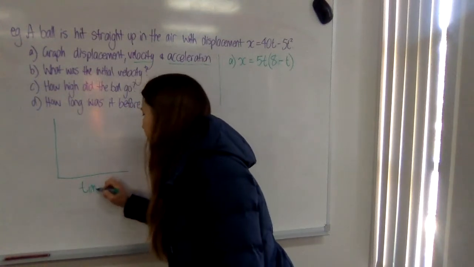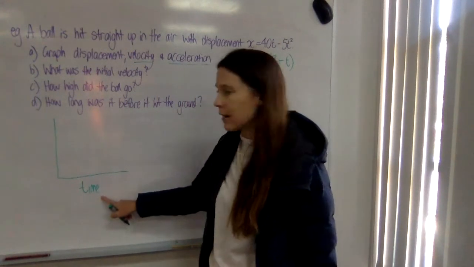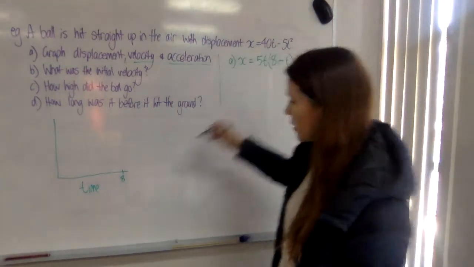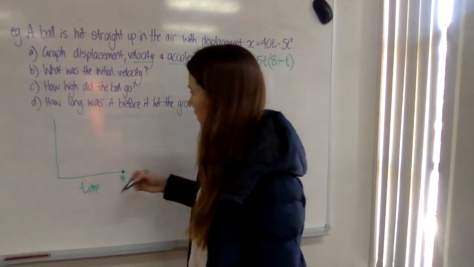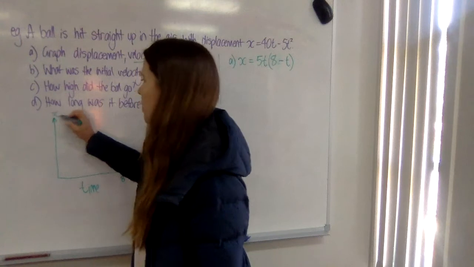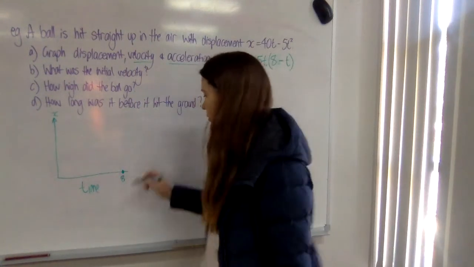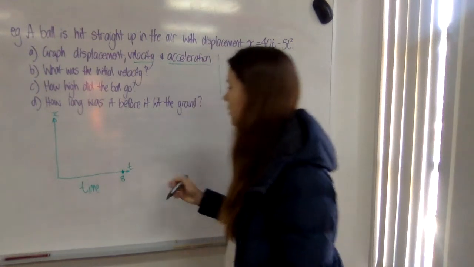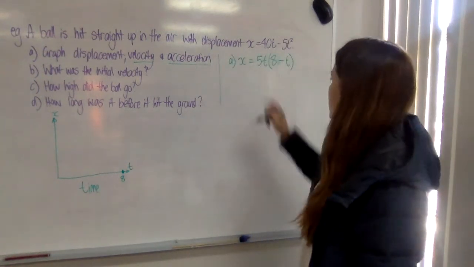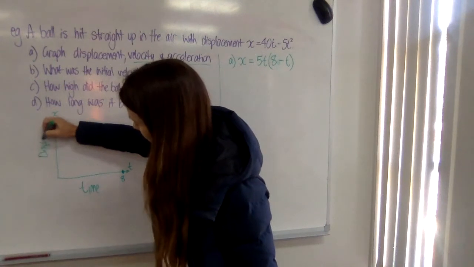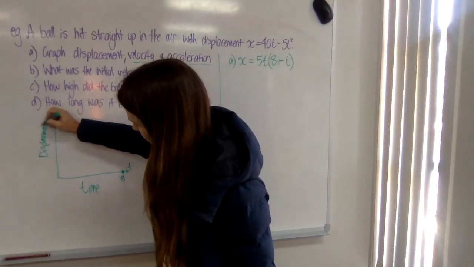I've got time here and I need to put that on my axis, and I'm going to go up to 8 because I can see that that's what I'm going to need, and there's an intercept there. And then on this axis, which remember is x, we have x on the y-axis, a little bit confusing, and t is on this axis here. So on the vertical axis, we've got displacement. So write that down so it's really clear what your graph is showing.